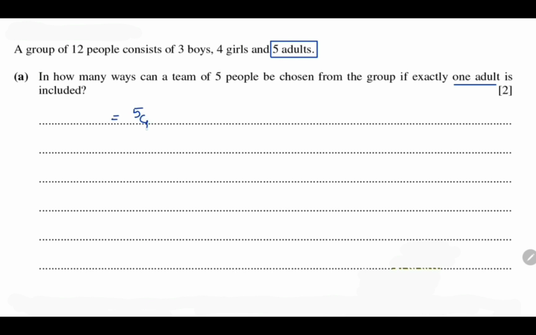5C1. We have to make a team of 5 people, so the remaining 4 people will be chosen from 3 boys and 4 girls. 3 plus 4 is 7, so 7C4. The remaining 4 people will be chosen from boys and girls, which are 7 in number. So the total number of ways becomes 5C1 into 7C4. Let's move to the next part.